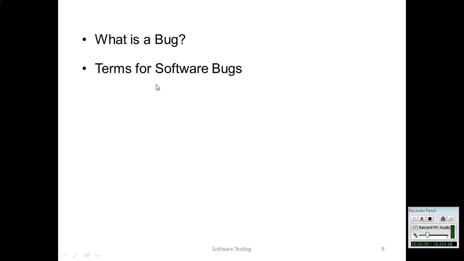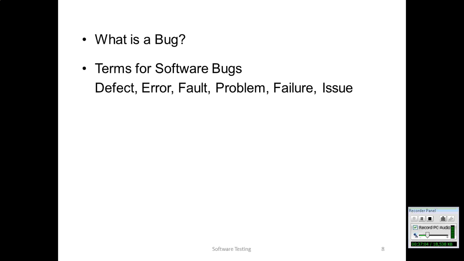And let's see what a bug is. These are the terms for a bug: defect, error, fault, problem, failure, issue. You can use any of them. But I suggest that whenever you go to any company, people will go with some term. You want to be familiar with that and use that so that everybody is on the same page. It's not a big deal whether you call it a bug or a defect, but you want to know what they generally call it and use that term.